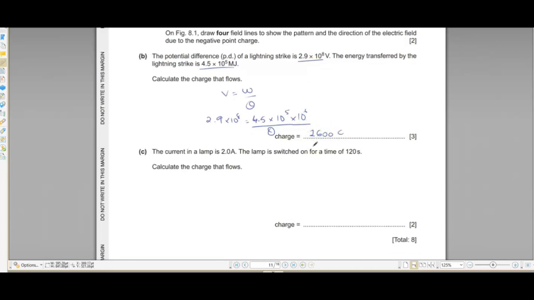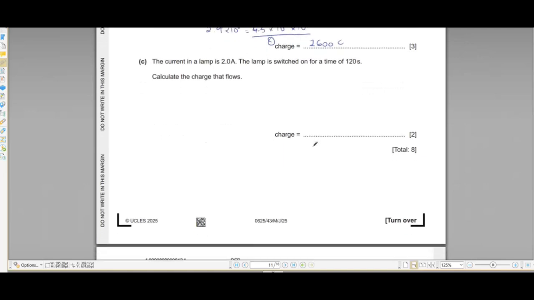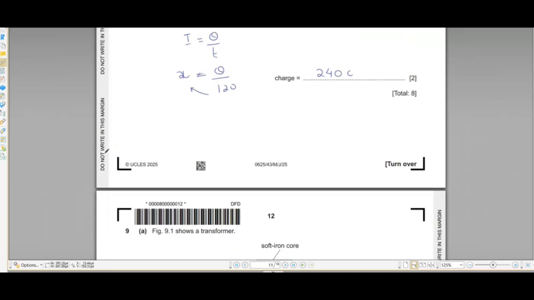All right, so let's move to part C. The current in the lamp is 2 amperes. The lamp is switched on for a time of 120 seconds. Calculate the charge that flows. So this is going to be solved by the formula I is equal to Q over T. So I is 2, Q is something we need to find, and this is 120. So 120 multiplied by 2 gives us a charge of 240 coulombs. So this is done as well.